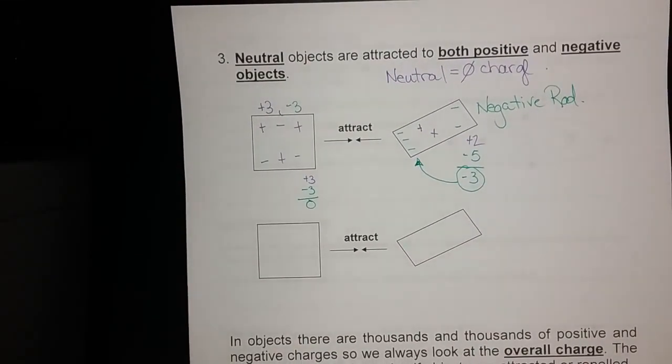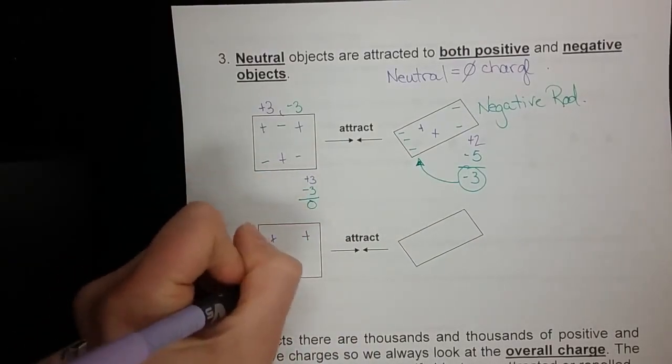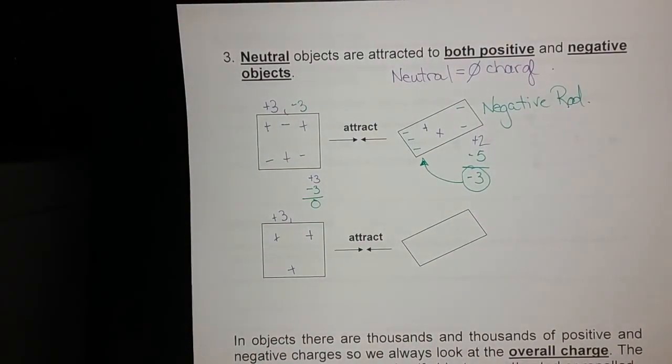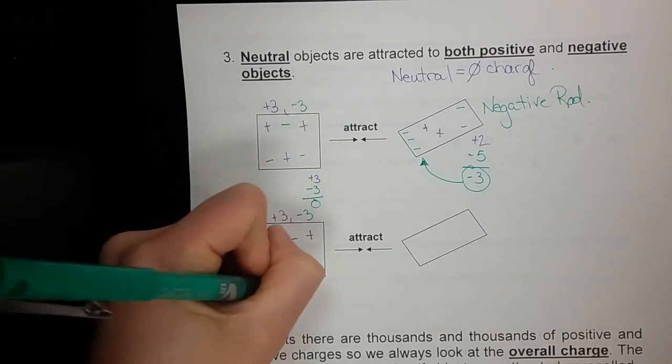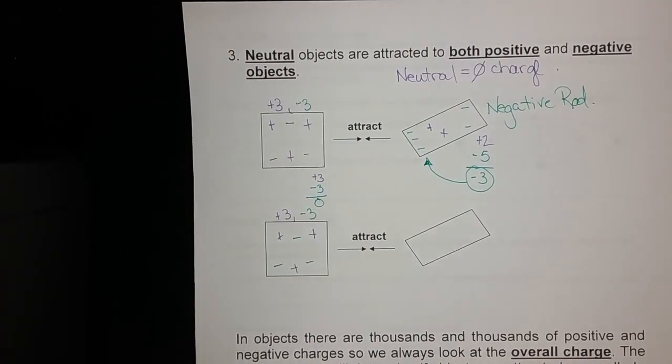So then this object below, again, will have +3. And this will be -3. Okay. So +3 take away 3 still equals 0 as it did above.